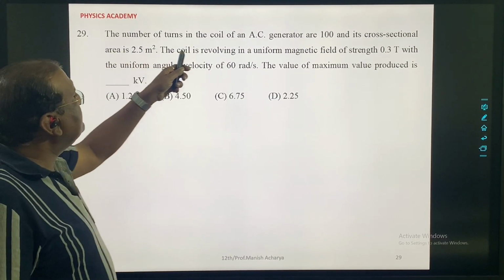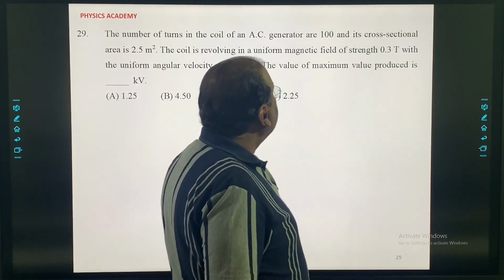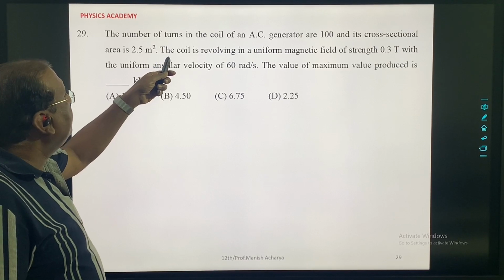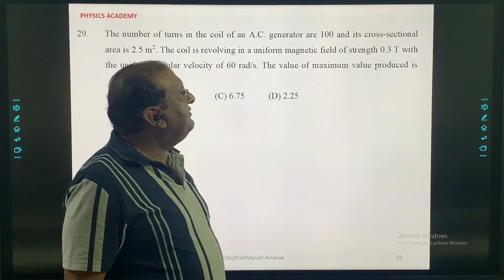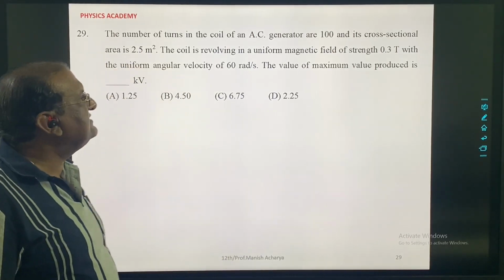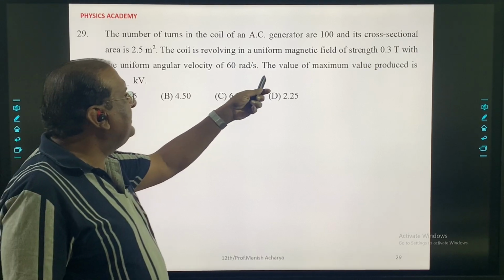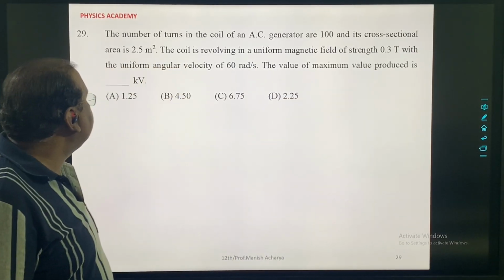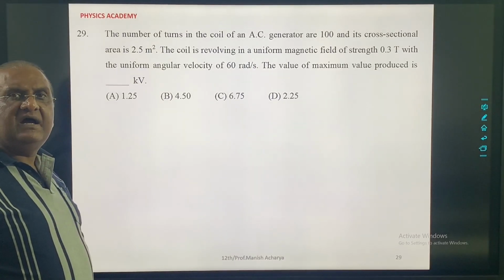Now question number 29. The number of turns in the coil of an AC generator is 100 and its cross-sectional area is 2.5 meter square. The coil is revolving in a uniform magnetic field of strength 0.3 tesla with a uniform angular velocity of 60 radian per second. The maximum EMF produced is how much, in kilovolt?